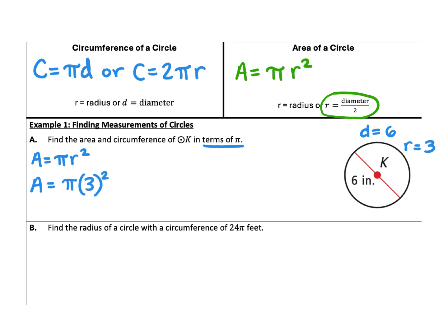And then how you're going to simplify this is you square the 3. So 3 times 3 is 9. And then you keep the pi with it. So we say the area is 9 pi, and it's area, so we'll go square inches.